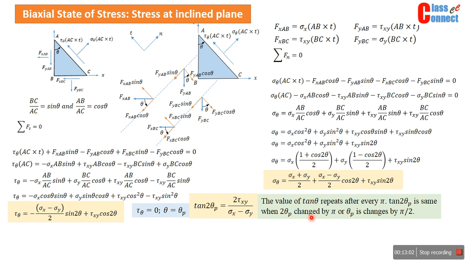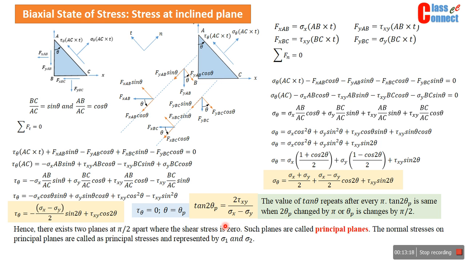a gap of pi is there, so theta p is changing by pi by 2, so we'll be getting two values of theta p, and both those two values are at 90 degrees of angle. So hence there exist two planes at pi by 2 apart where the shear stress is 0. Such planes are called principal planes, and the normal stress on principal planes are called principal stresses and represented by sigma 1 and sigma 2, that we are all very much aware of.